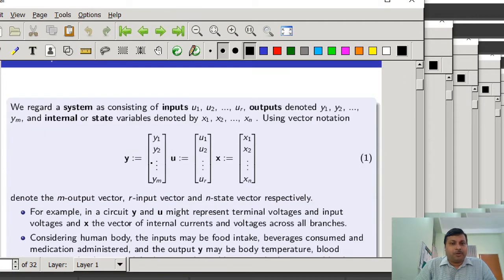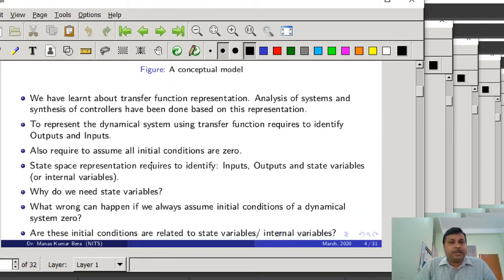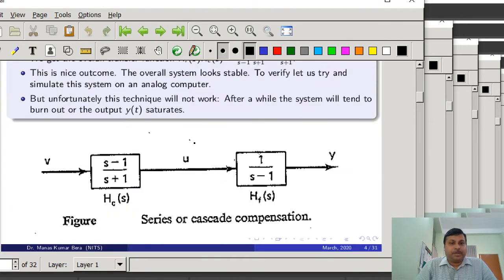We will continue what we were discussing. In the last class we tried to answer the third question: what can go wrong if we always assume the initial conditions of a dynamical system to be 0? So now we will start from here and go back to the example we were discussing.